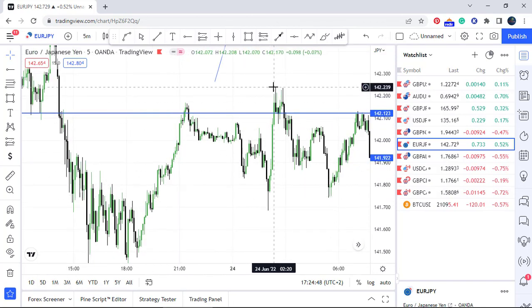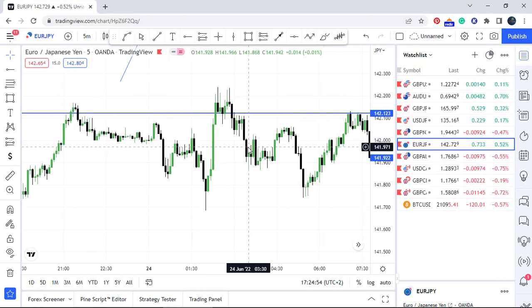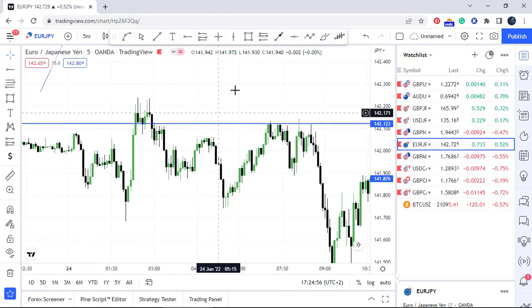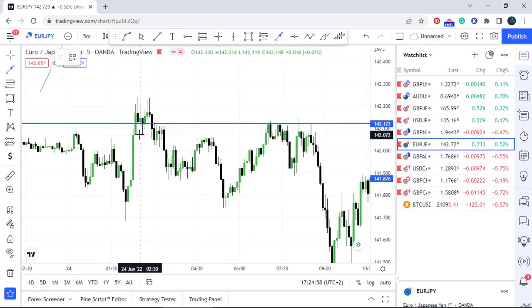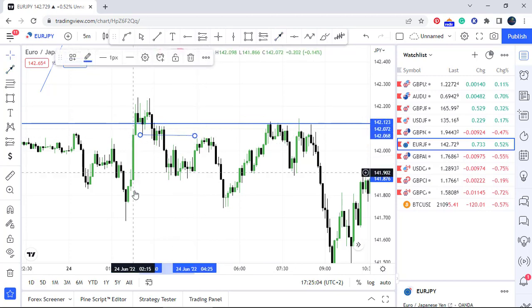So we waited for this move. This was the London session, this aggressive move to retest the OB again. And when that happened, you see what happened. We did take out this low. So this was our change of character. Why? Because this was a retracement back to the order block. This was the change of character.